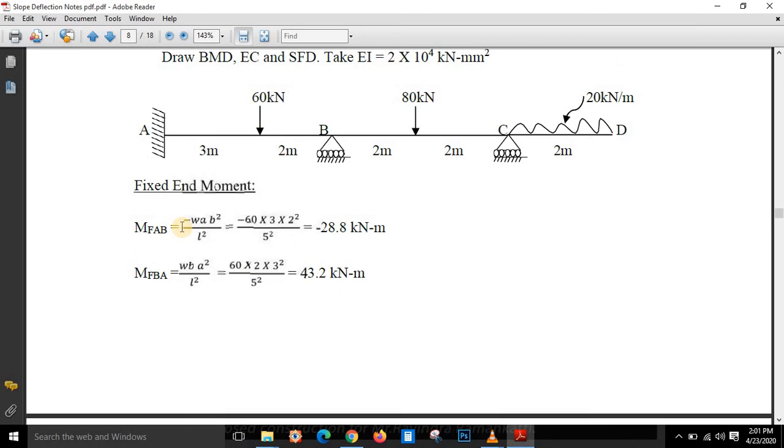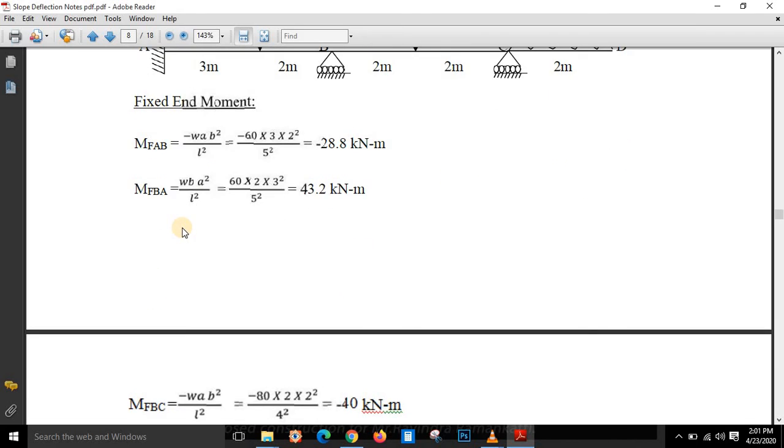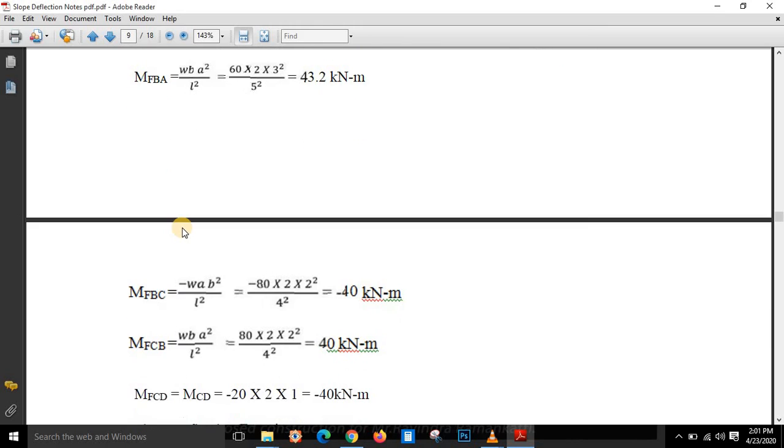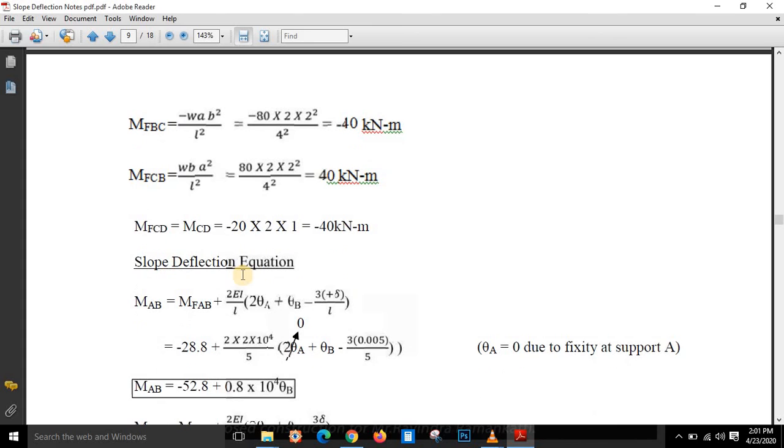So first step will remain same, calculation of fixed end moments. Remember, there is no change in calculation of fixed end moments. In case of moment distribution method, we have changed the fixed end moment calculations when the support sinks, but here there will be no change. The only change which we are going to arrive at is this particular one.